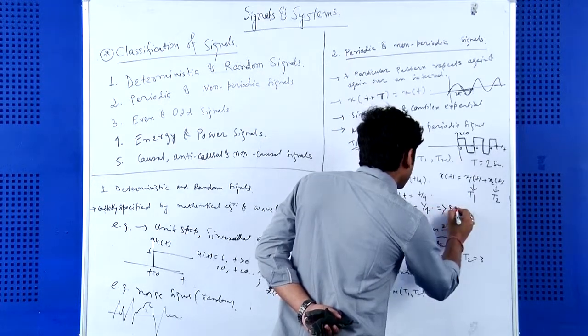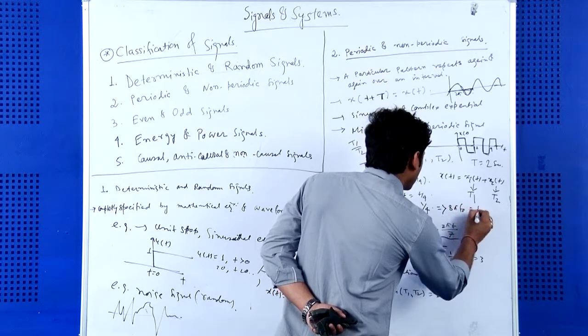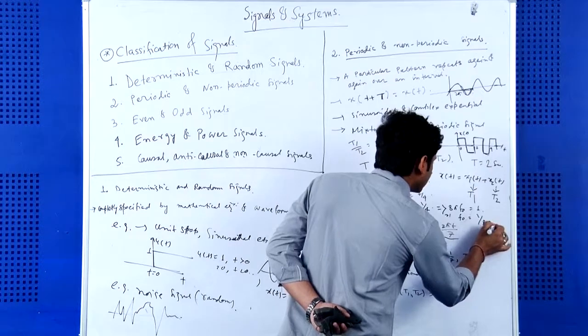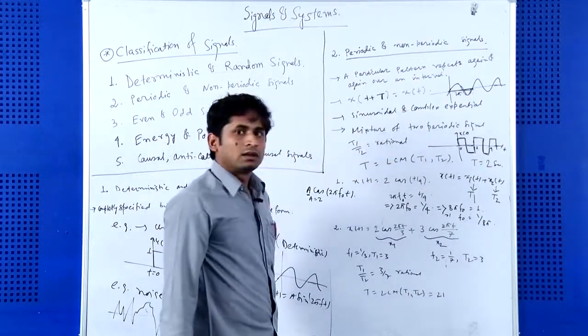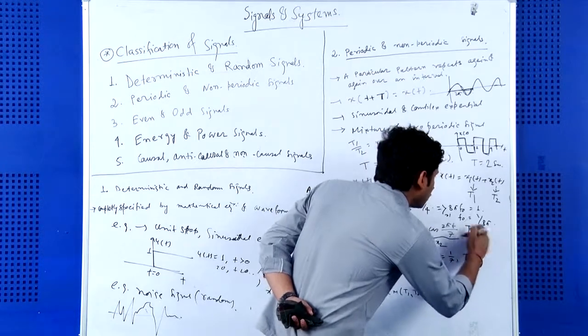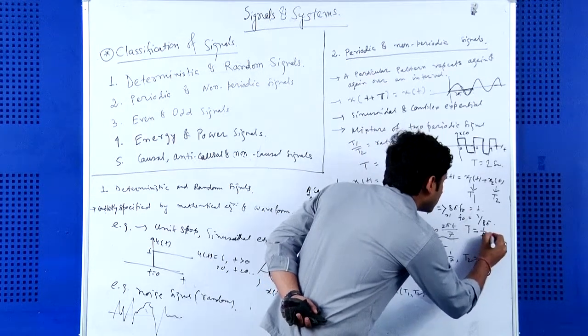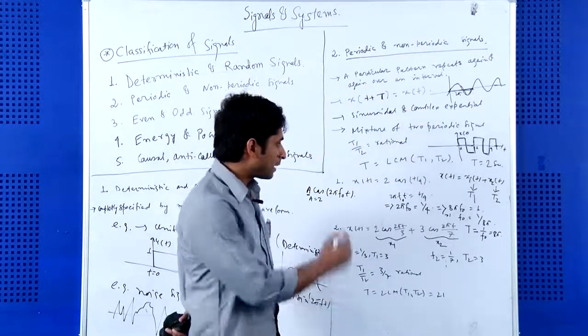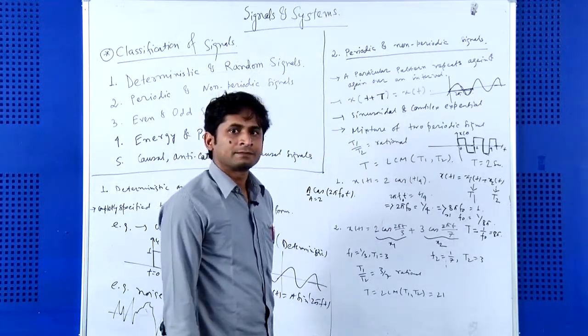8 pi f naught is equal to 1. So f naught is equal to 1 by 8 pi. Okay, so obviously the fundamental time period T is equal to 1 by f naught, which is equal to 8 pi. This is the fundamental time period of the given signal.